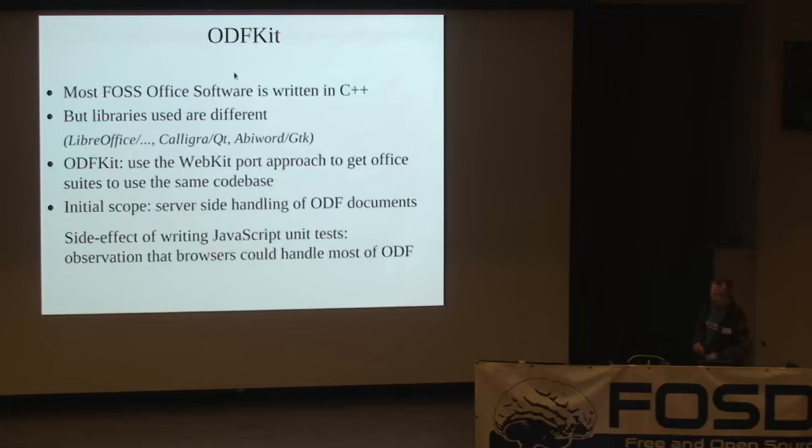Now, we would like to repeat that. At the time we wanted to repeat that. This was an inspiration for a project which we called ODF Kit. Since most free and open source Office software is also written in C++, but the libraries are different. I mean, LibreOffice, Calligra, and RB Word all have different string types and different widget sets. We thought, well, why don't we take the WebKit approach and build on that?